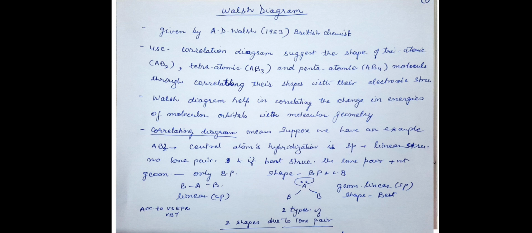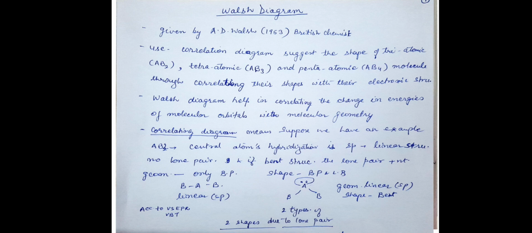So these are the 4 or 5 things we have to collect about any type of molecule and then form the Walsh diagram. What are the things? First, hybridization, and how many electrons are in the electronic structure. Third is what is the shape, what are the energies, and how molecular orbitals are formed. And lastly, the Walsh diagram tells us what the molecular geometry is which is the most stable.